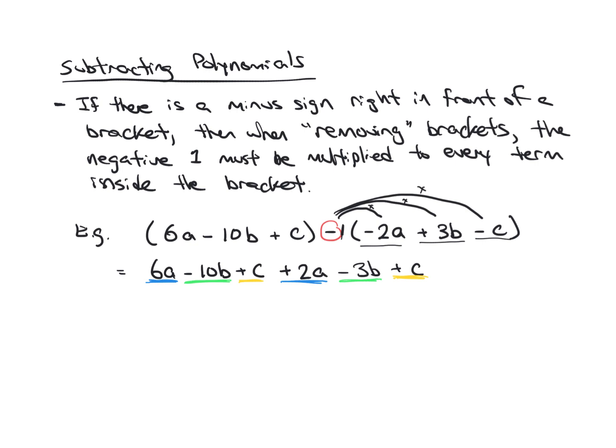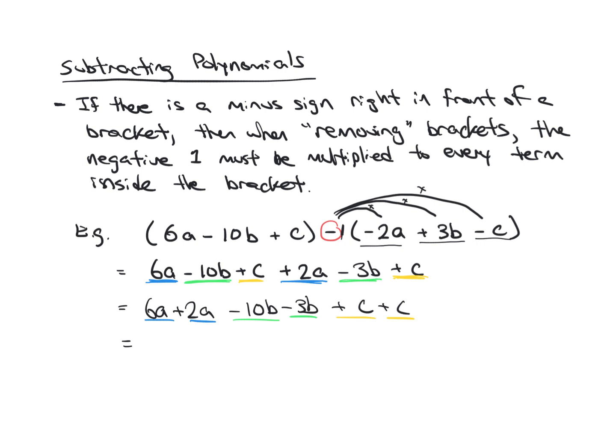Okay, I'll group them together. So I'll group the blues together. Then I'll group the greens together. This is called collecting like terms. Now I'll collect the yellows together. Now that they're all collected together, it's easier to see what I'm adding and subtracting.